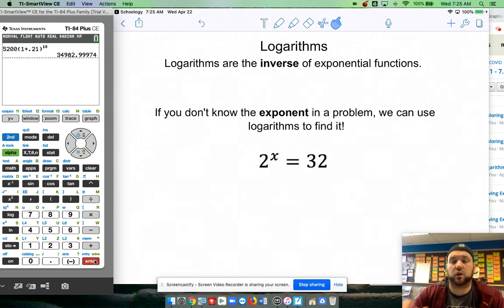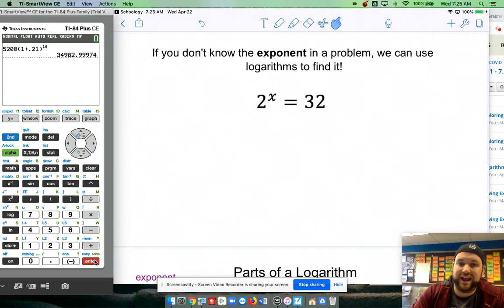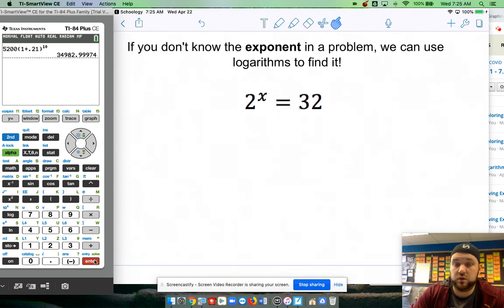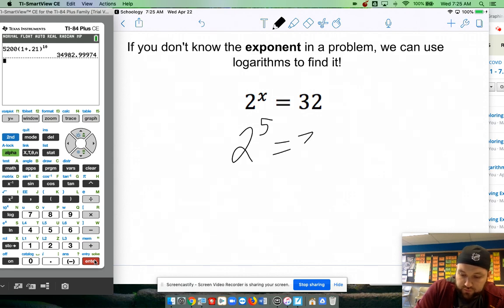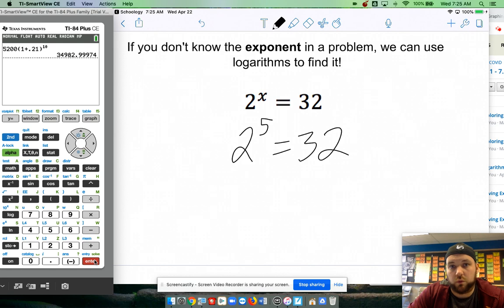Logarithms are used if you are not sure of what power produces a given number. So, for example, 2 to the what power equals 32. This is a situation where we would use a logarithm. You could guess and check for this problem. It's actually true that 2 to the 5th is equal to 32. But what we're going to do today is we're going to take this exponential statement, 2 to the x equals 32, and we're going to transform it into a logarithm, and then that's something that we'll be able to type into our calculator.